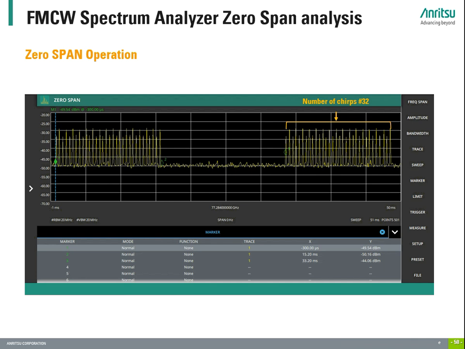First, we can count the number of chirps in the frame. We can see here 32 chirps. We can measure the chirp time frame period being 15.2 milliseconds. And finally, we can measure the periodicity being 33.3 milliseconds.